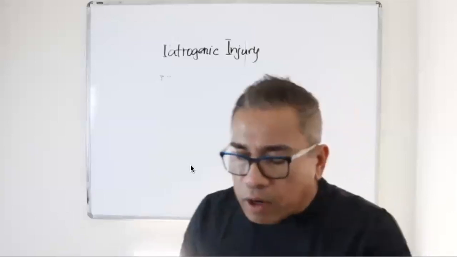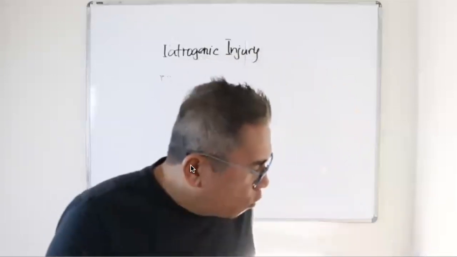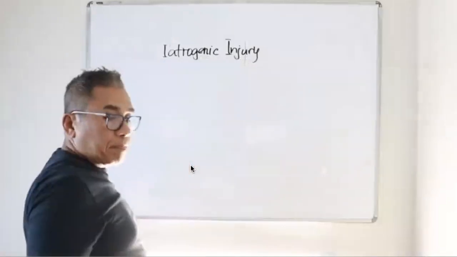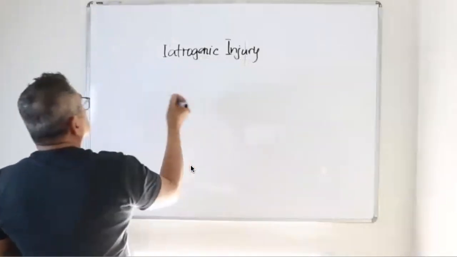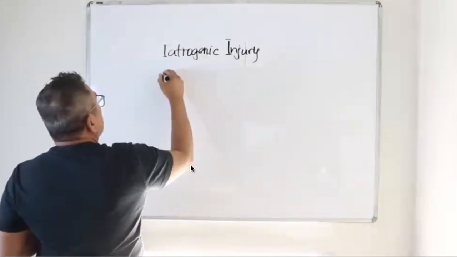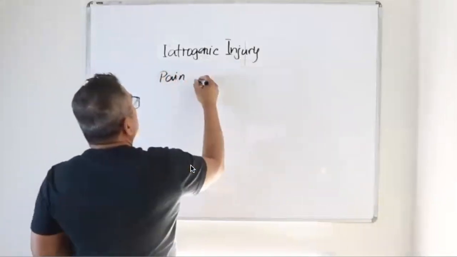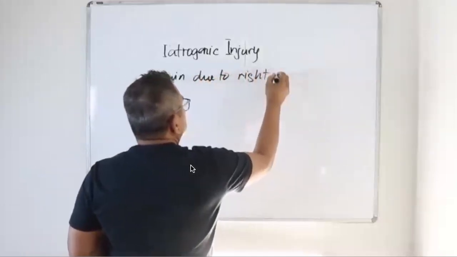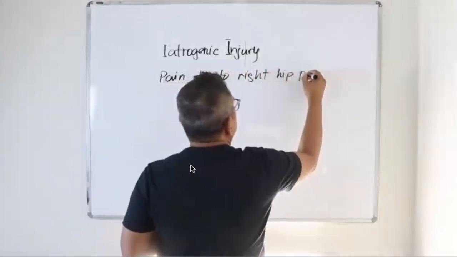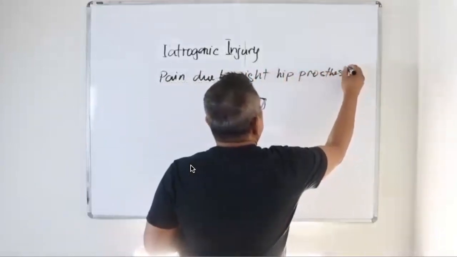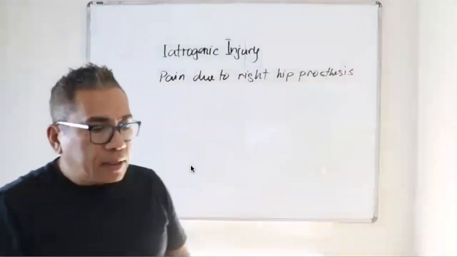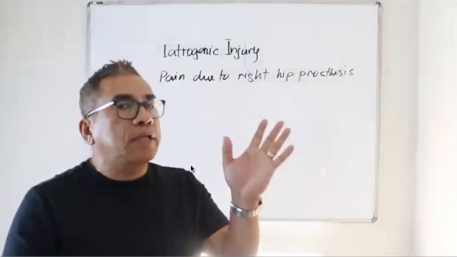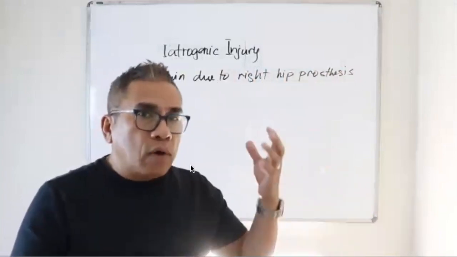Now, how are we going to look for that code, guys? Let's say, for instance, I'll give you a scenario. The scenario looks like this: pain due to right hip prosthesis. So the patient had a hip replacement some months ago and is still experiencing pain. It's not normal because the patient should have fully recovered from that surgery. So how are we going to do that?